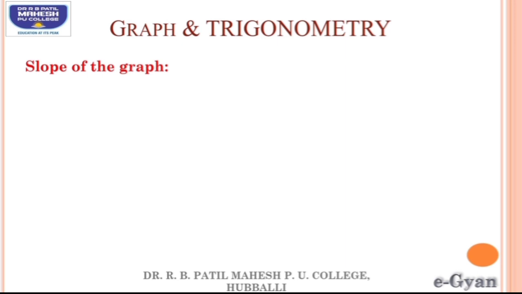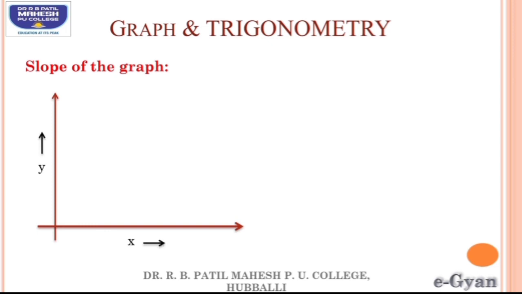Here, let us study how to find the slope of the graph. I am taking two variables, x and y. X is plotted along the x-axis, and y is plotted along the y-axis, and these two are linearly varying, hence we get a straight line passing through the origin. Consider two points.